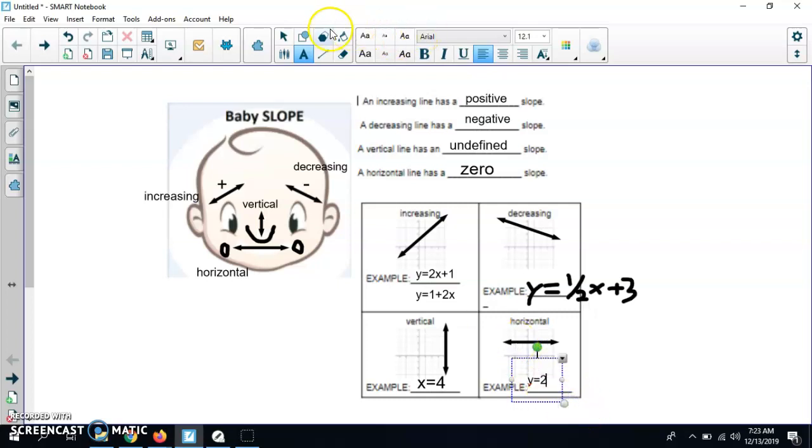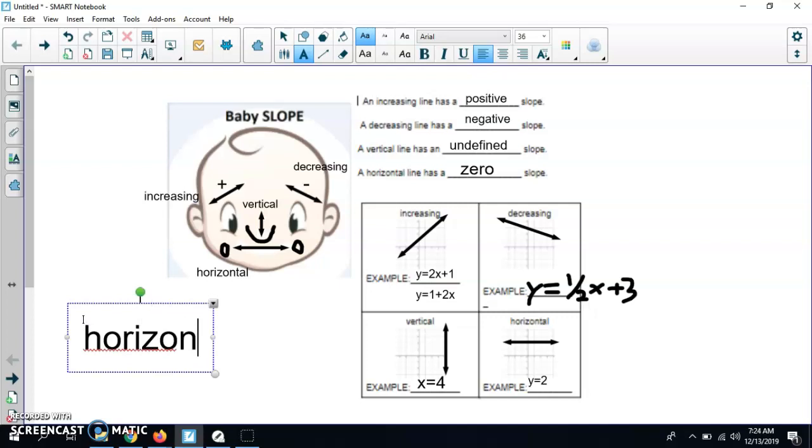And one of the ways that I remember that a vertical line goes up and down and a horizontal line goes side to side is if you take a y. So we're talking about a horizontal line, right? So let's say you take a y.